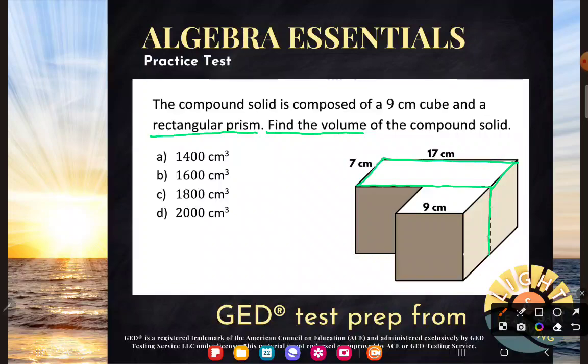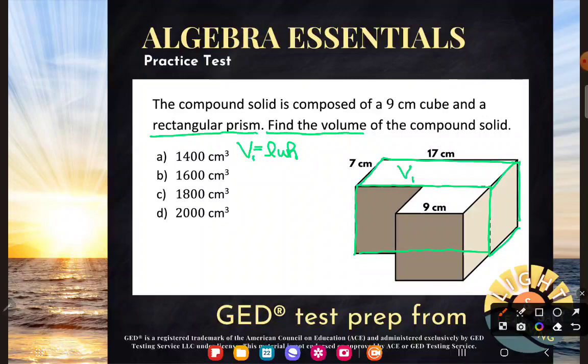So you'll be able to go to the GED formula sheet and find this piece. This piece here on the back end is a rectangular prism. The volume of a rectangular prism is equal to length times width times height. So we can find the volume of this piece. I just put V1 for volume 1, the volume of the first shape.